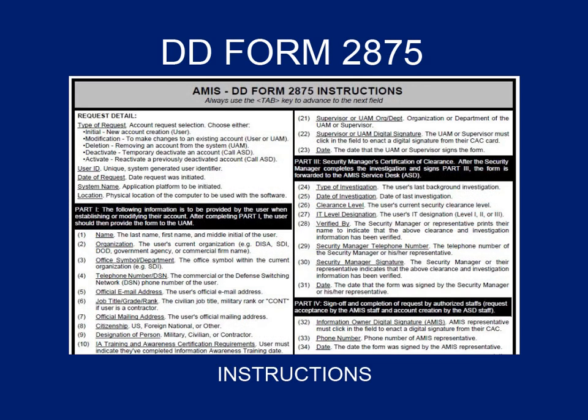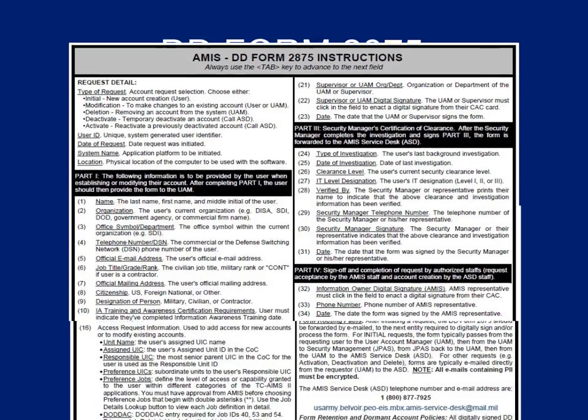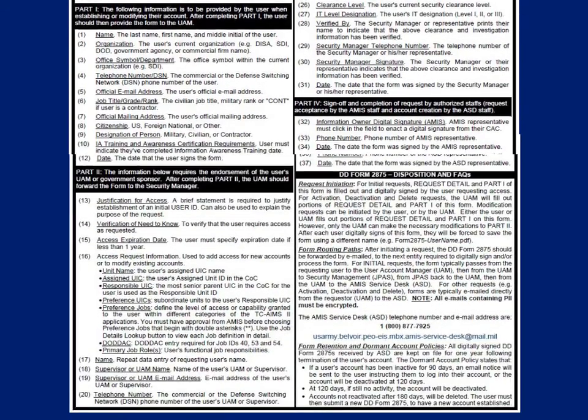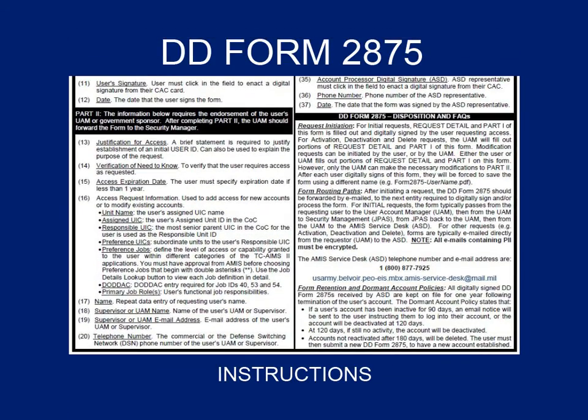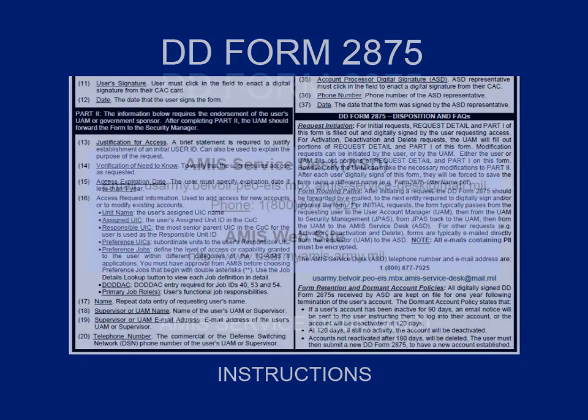At the bottom of the form, there are line-by-line definitions to aid the form user in understanding what is being asked for in data input. There are also narratives to inform the user what section they need to fill out, typical routing paths, contact information, and policies on form retention and dormant account policies.